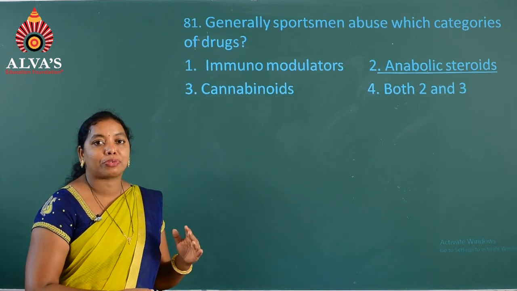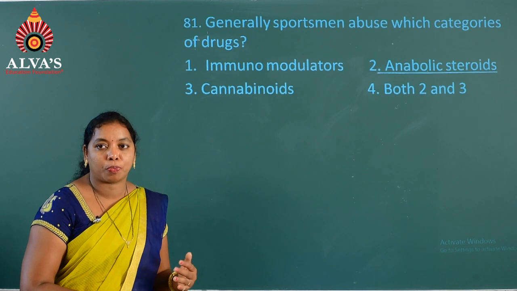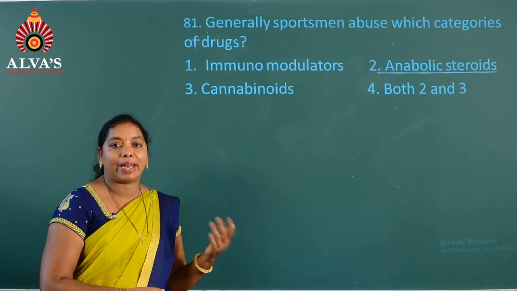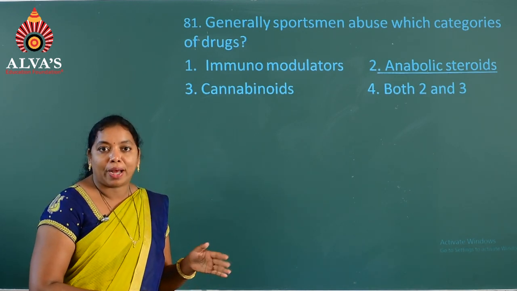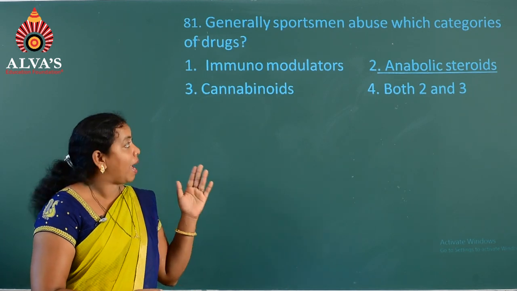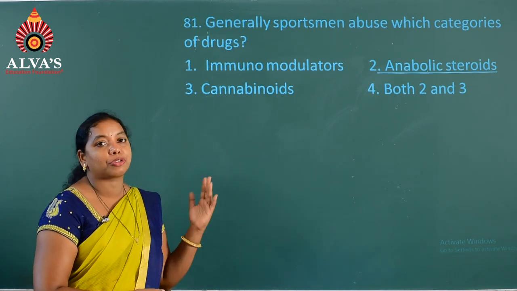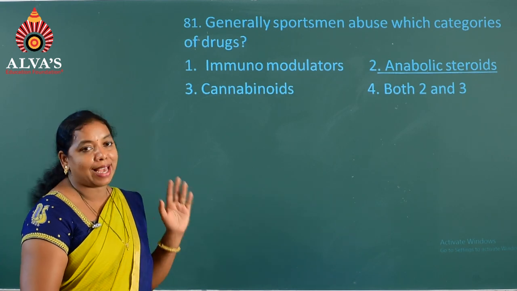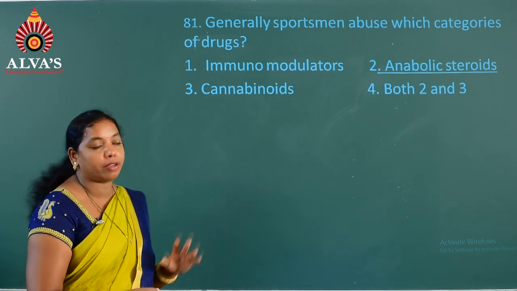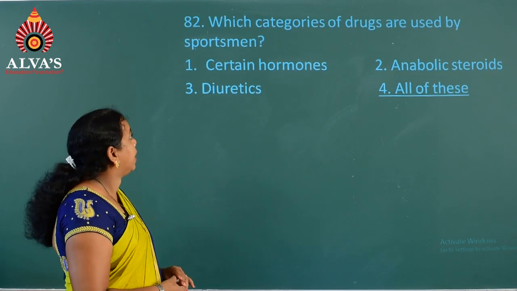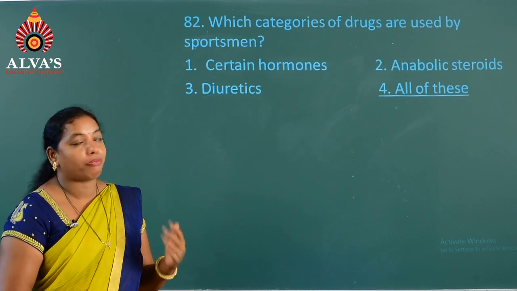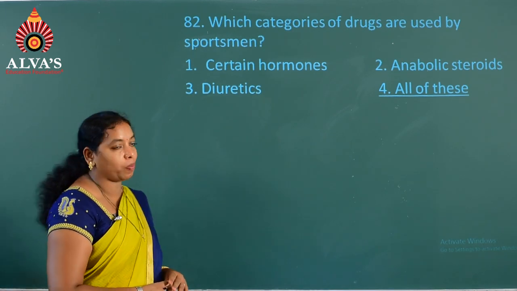These anabolic steroids are misused by sports persons to develop more energy or to participate actively. So we can see that anabolic steroids are misused. Hence the answer for question number 81 is the second option. Question number 82. Which categories of drugs are used by sportsmen?